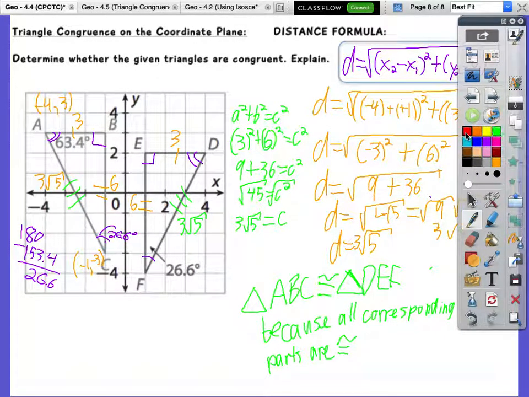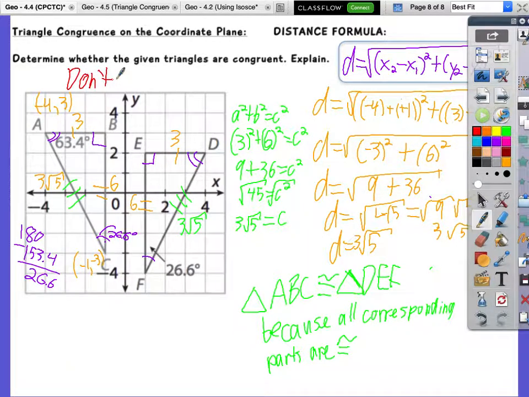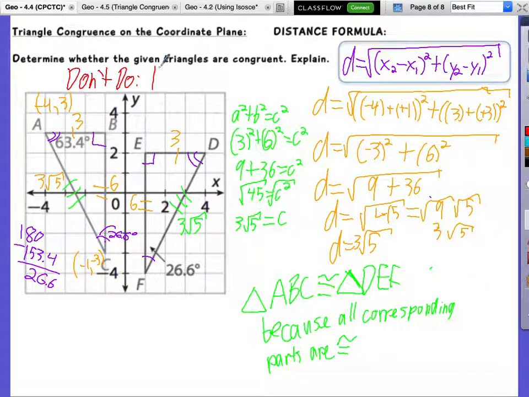Hey, one second before we do that. Instruction: 5, 7, 9, and 11. Those are the ones not to do. I don't want you to do those.